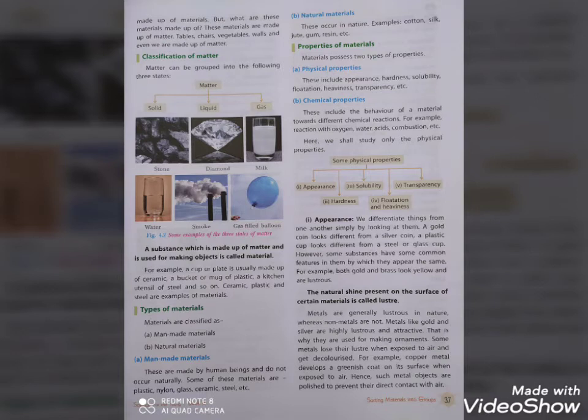And second, what are the properties of materials? Materials possess two types of properties. First is physical property and second is chemical property. Physical properties include appearance, hardness, solubility and transparency. Chemical properties include reaction with oxygen, water, acids, etc. So let's start. What are the physical properties of materials?